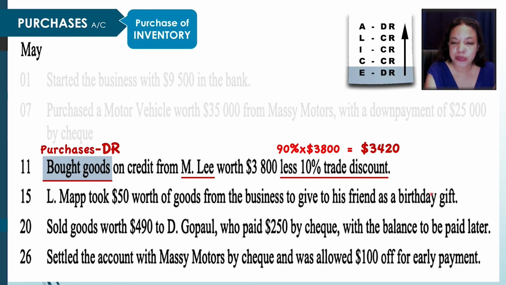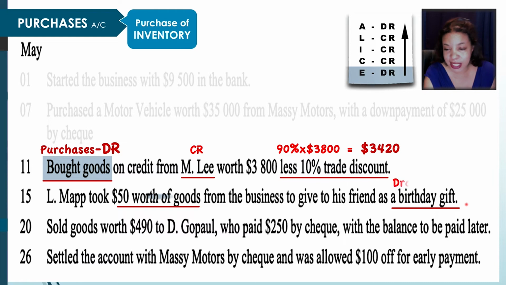When you see birthday gift, that means it's for personal, private use. And whenever you see something for personal, private use, what does that mean? It basically means that it is drawings. Yeah? So, birthday gift, $50 worth of goods, birthday gift. That means that it is drawings, and drawings is always debited.